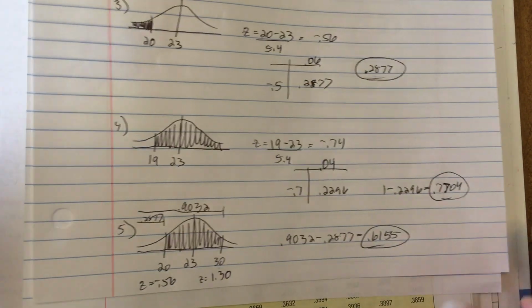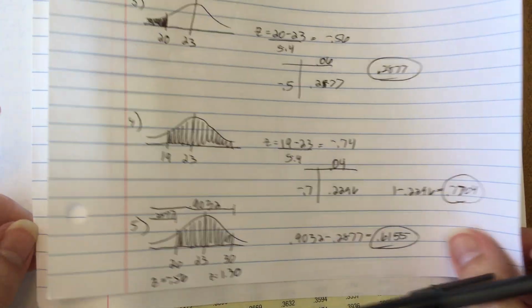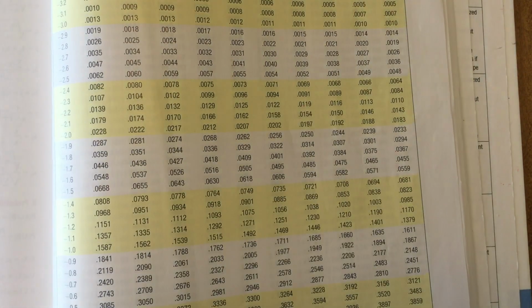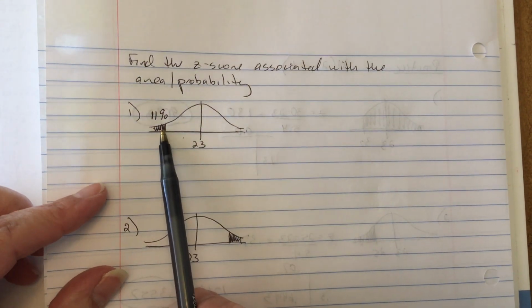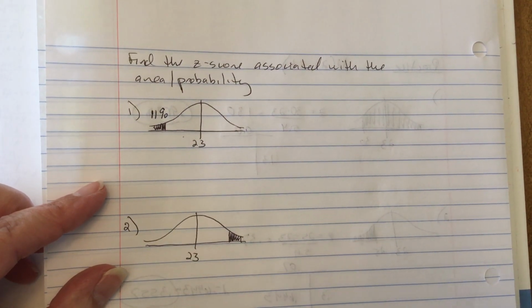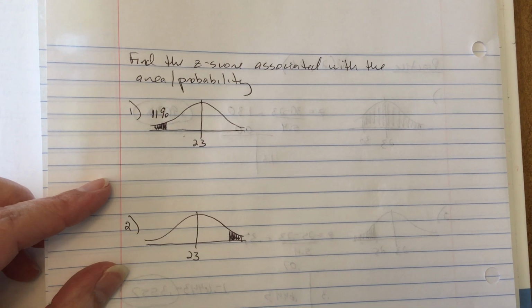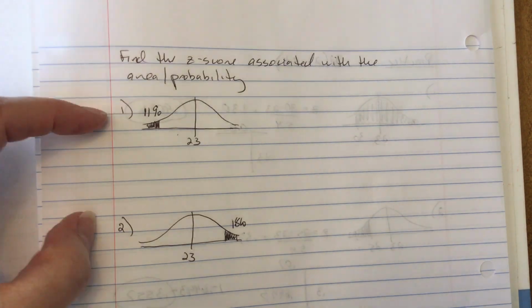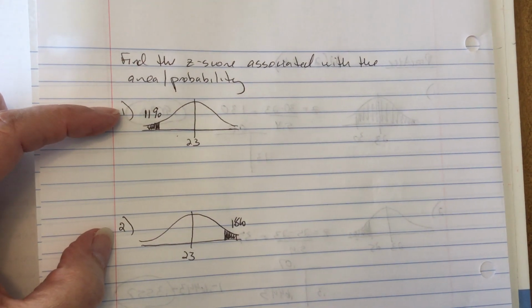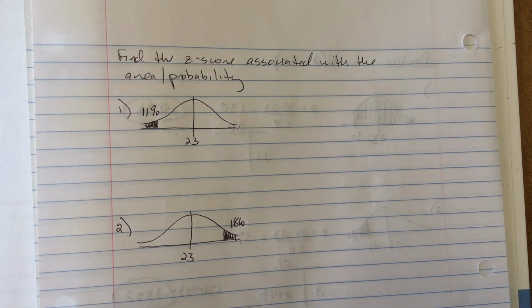Okay? All right, let's practice a few of finding the z-score from the area. So we got an 11% area to the left here. Oh, and I forgot to write 18% to the right. Okay, give you guys a minute. Go ahead and turn the video off and try those, where you're looking in the guts of the table and getting a z-score, and then turn it back on and I'll go over.